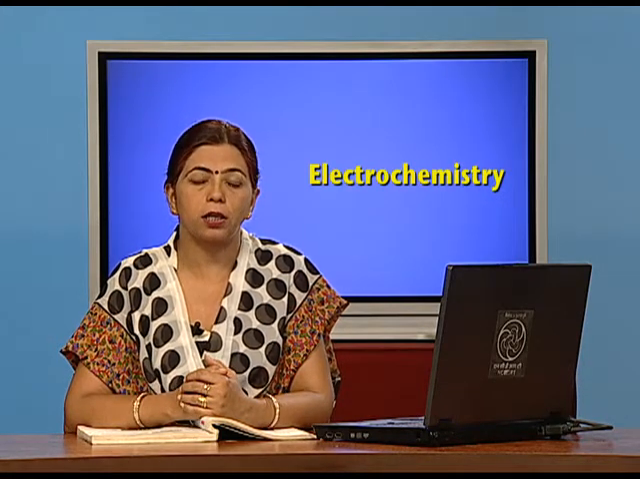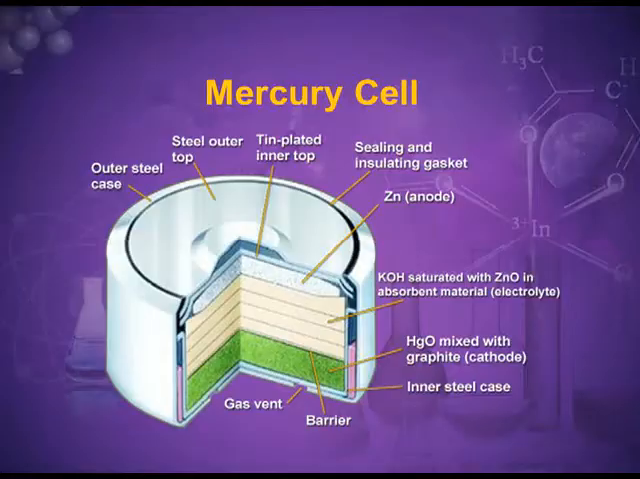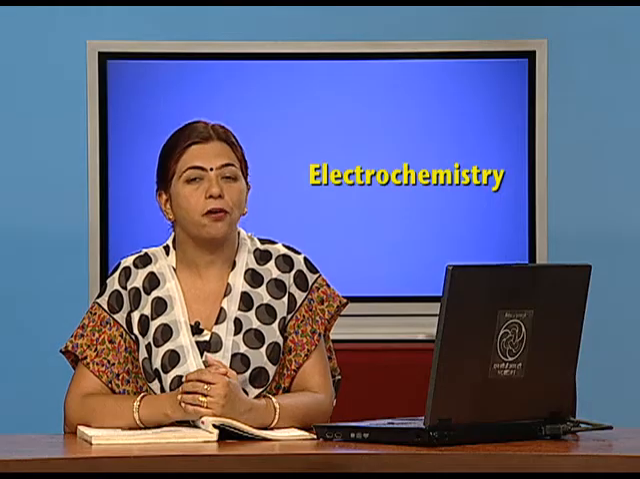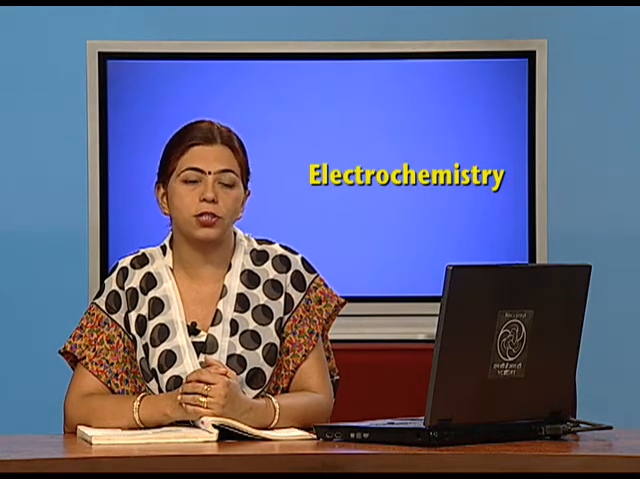Today I am taking another example of a primary cell known as mercury cell. It is also commonly known as a button cell. It is used in those devices which need low current, for example, hearing aids, wrist watches or the calculators. Let me explain to you the construction of a mercury cell.